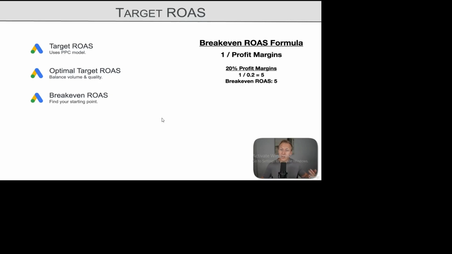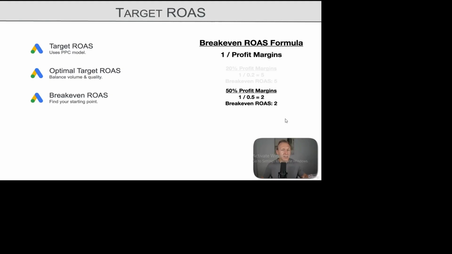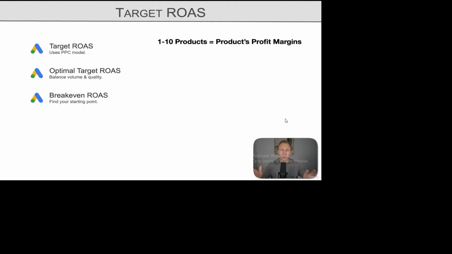And if you had a higher profit margin, let's say that your profit margin was 50%, then you would take 1 divided by 0.5 and you would have a break-even return on ad spend at 2, which of course means that it's much easier to start your target ROAS at 2 and then start increasing it depending on the results that you're getting. Now, when you're looking at your profit margins, generally the way to calculate this, if you're having 1 to 10 products, is looking at the average profit margin of those products and using that calculation, because we don't always know what people are buying from our store. But if we only have a couple of products, we can use the average profit margin.